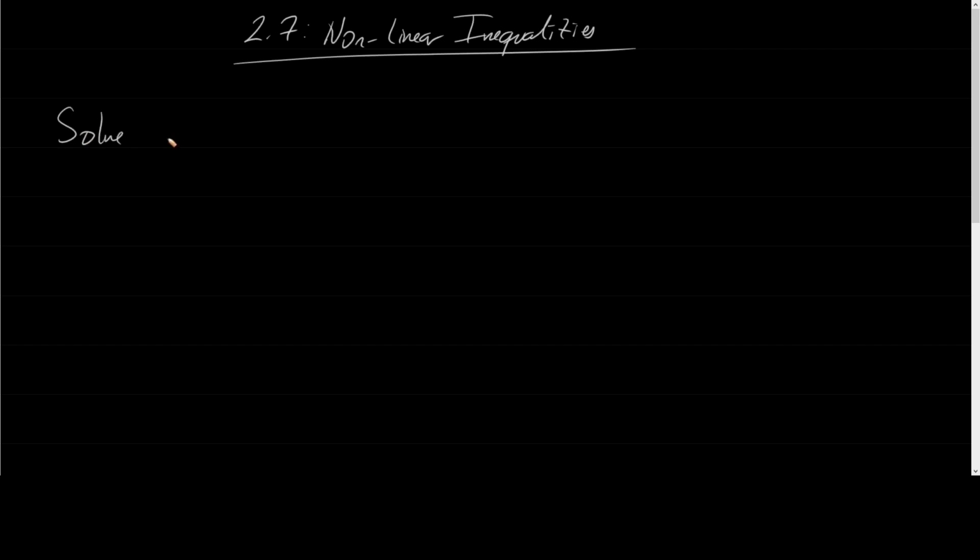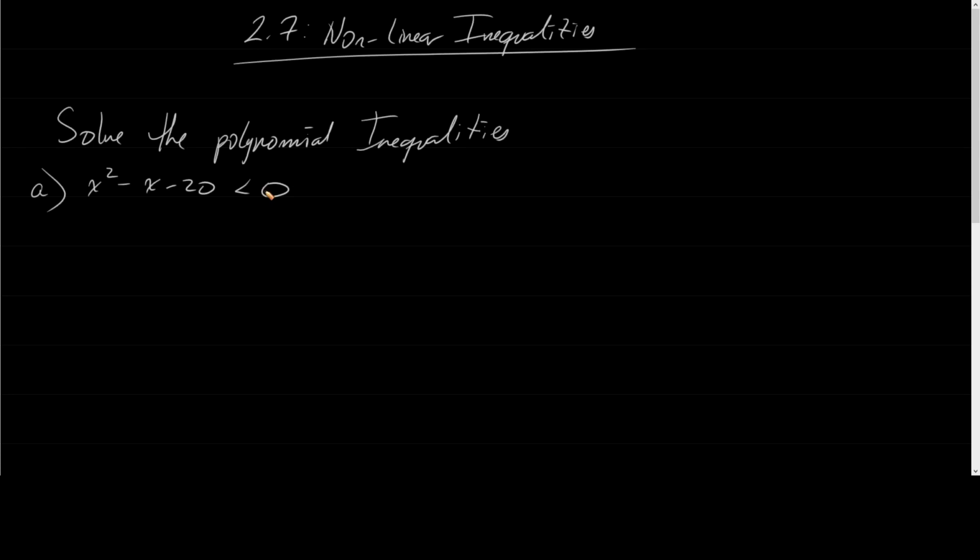This is chapter 2.7, which is on nonlinear inequalities. All right, so let's go ahead and first look at polynomial inequalities. So solve polynomial inequality. So let's say I had something like x squared minus x minus 20 is less than 0.